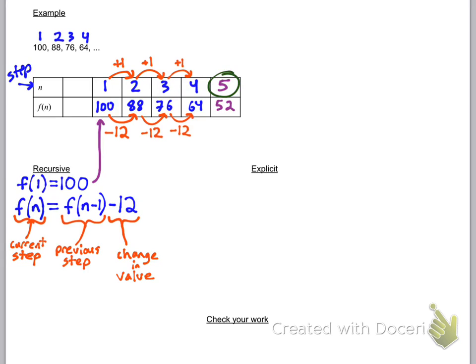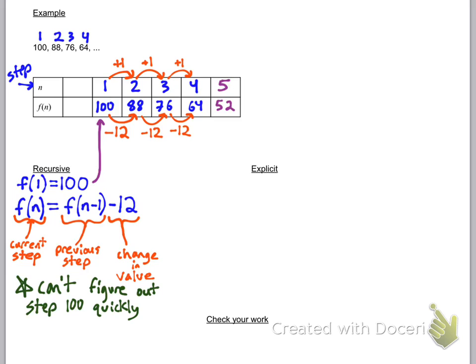So step 5, we took the previous step, that was 64, and we're going to subtract 12 from it, we got 52. Now, this recursive formula is all nice and good, but there's a problem. We can't figure out step 100 quickly. So that is where explicit comes in. We could figure out step 100 if we add over and over and over and over, but that would take a long time. So we always need to figure out the explicit formula as well.